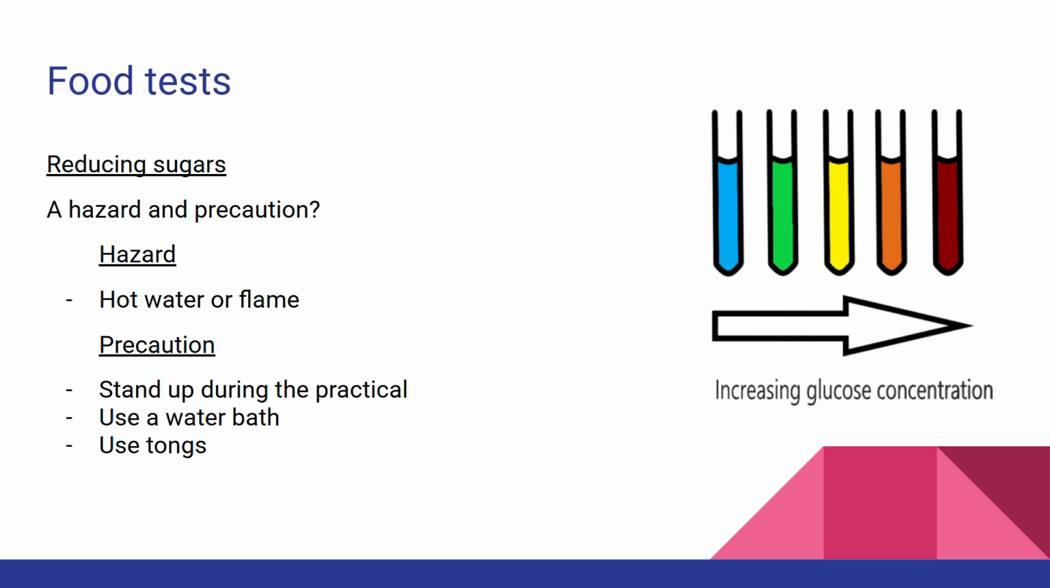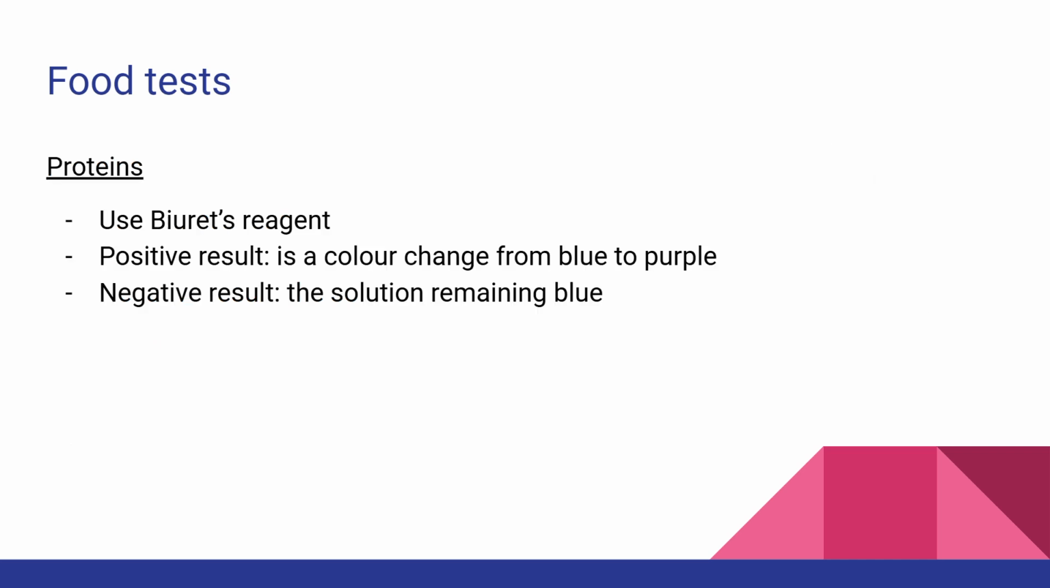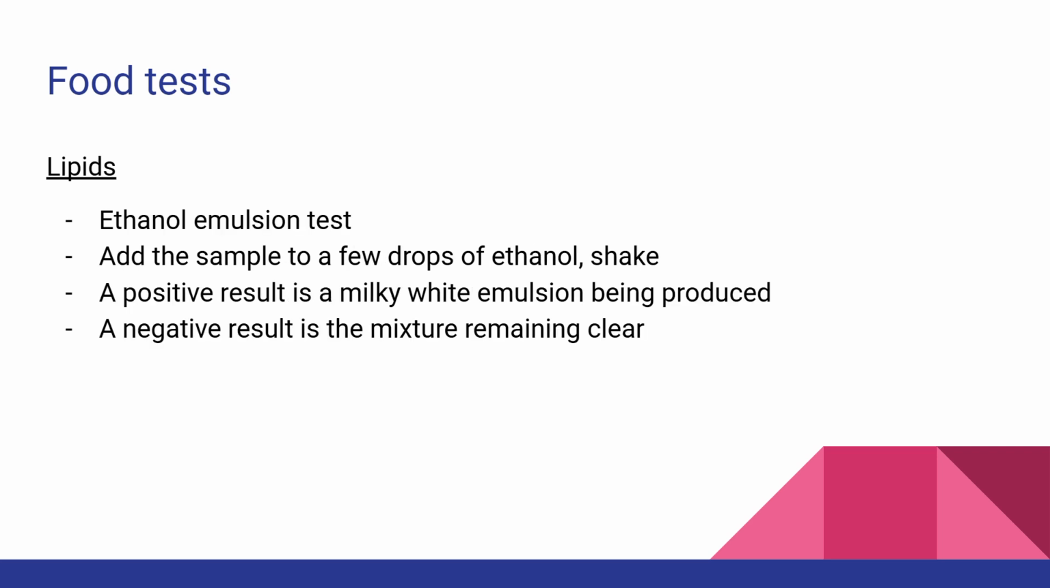and burning yourself. The food test for proteins, we use Biuret reagent. The positive result for this one is a color change from blue to purple, and the negative result is the solution just remaining blue. Now, for lipids, use the ethanol emulsion test.